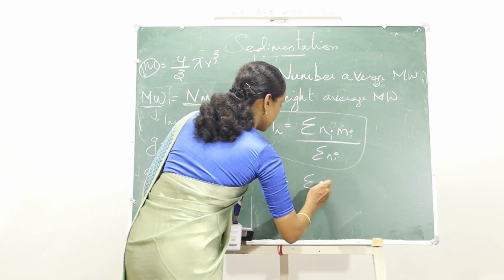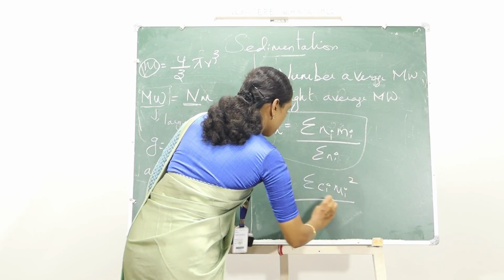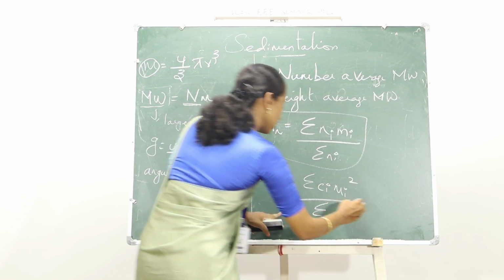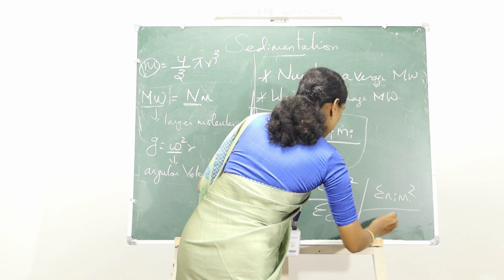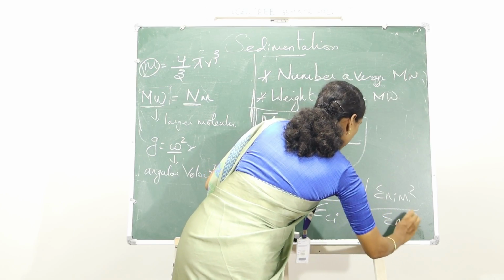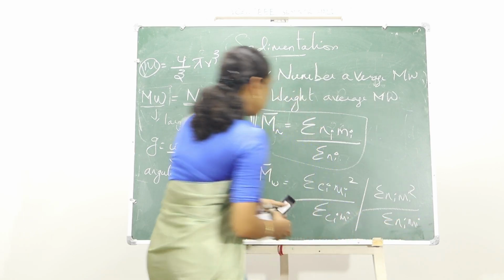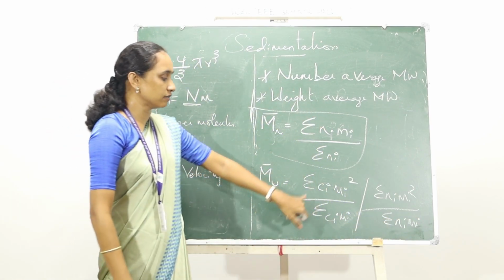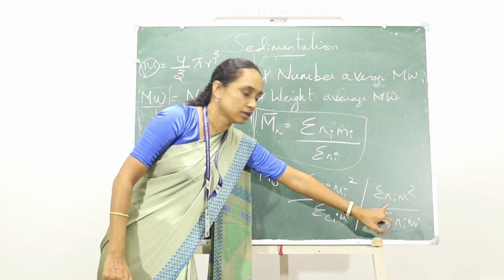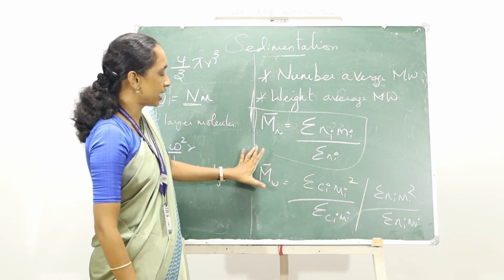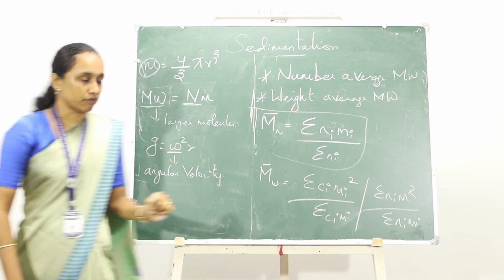For the weight average, it is the same formula but instead of number of molecules, if you know the concentration, Mw bar is equal to summation Ci mi square by summation Ci mi, or summation Ni mi square by summation Ni mi. So this can be calculated whether you know the concentration or the number of molecules present in the sample. So with this you can calculate the number average molecular weight and weight average molecular weight.